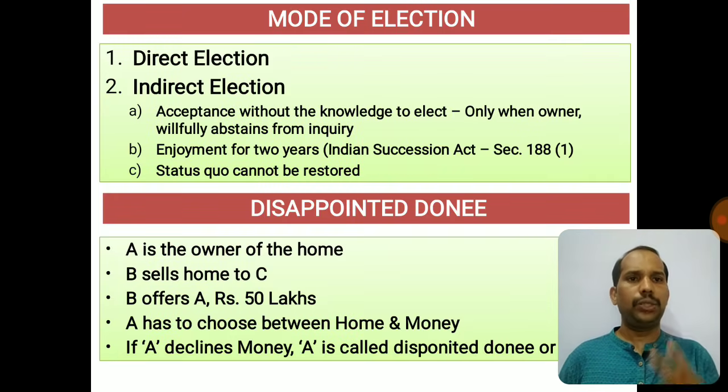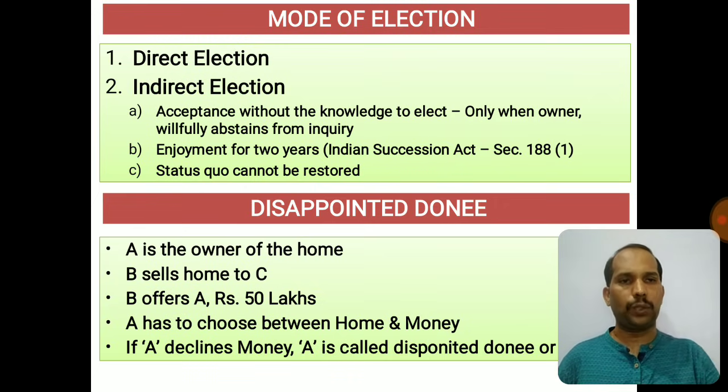Mode of election. There are two types of election you can do as an owner. One, direct election, where he is coming and selling, okay, I have sold your immovable property, that is house, for 50 lakh rupees. You can directly say, okay, I am very happy, thank you so much for this transaction, give my 50 lakh rupees and sell it to someone, whomever you are selling it to. That's the direct election. Second one, indirect election. There is no direct saying that, okay, I am okay with this transaction, but you are accepting in an indirect way, implied way. Then it is called indirect election.